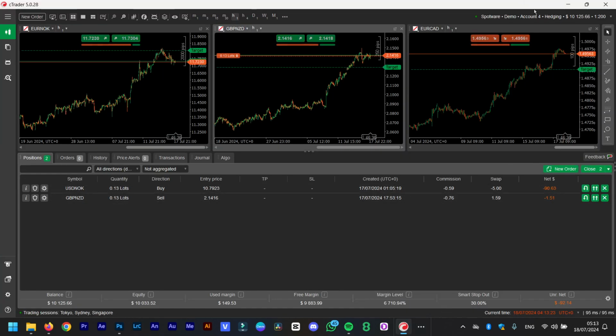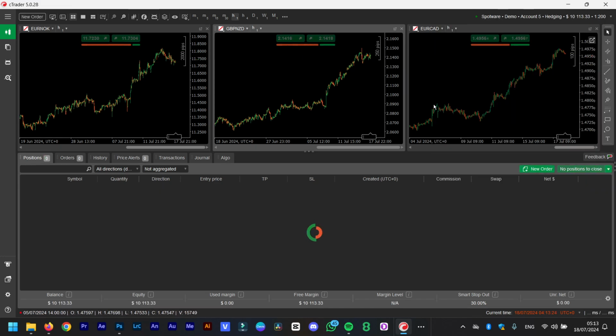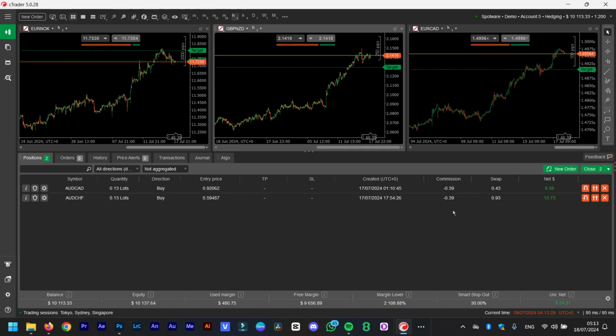So yeah, now account number 5. Account number 5, we are positive, which is really good. That's the only one so far that we have positive, both trades. But I am not going to close the trades because I think the profit is way too little for me to be closing any trade. So I might wait a little longer.